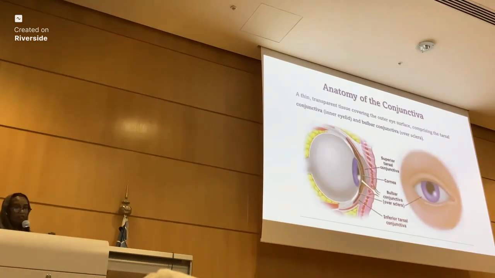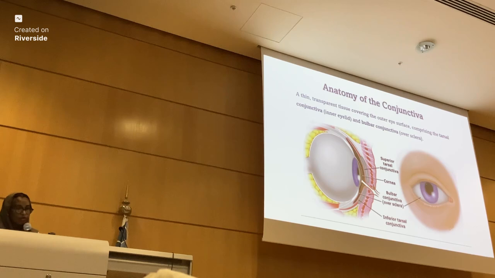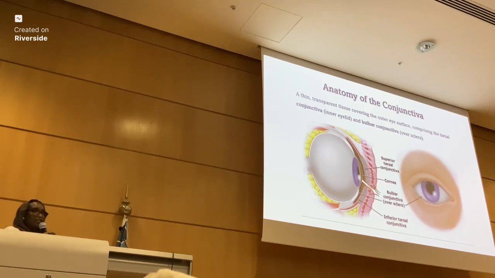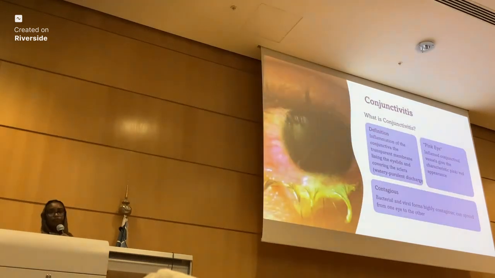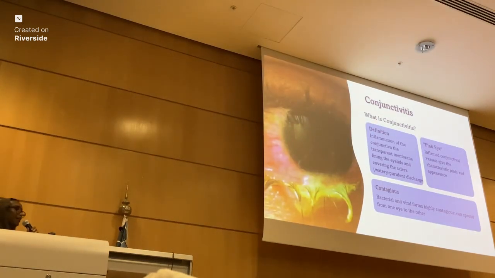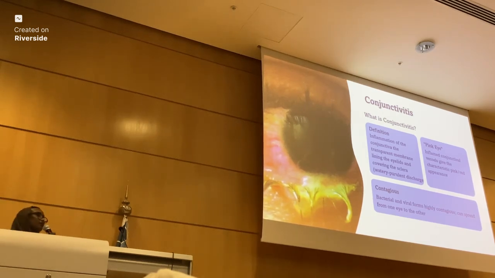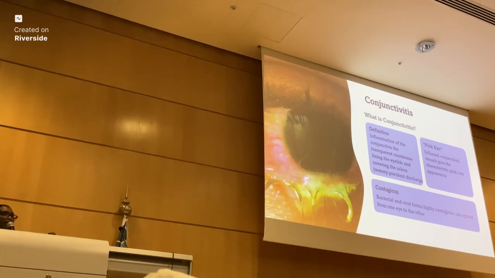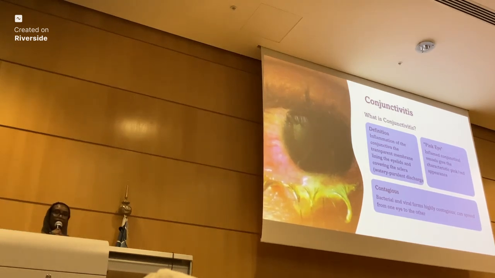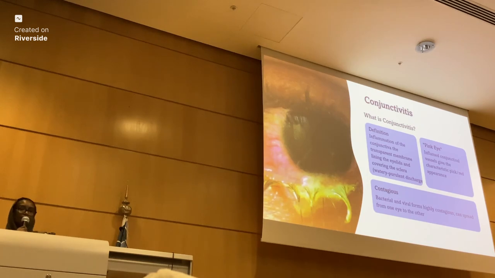All right. So I'm going to talk about certain conditions. We'll start with, and I'm very sure you're familiar with, the basic anatomy of the eye, where you have the cornea, your sclera, your conjunctiva, whether it's superior tarsal or inferior tarsal. So the first condition I would like to talk about is conjunctivitis. What is conjunctivitis? It's an inflammation of the conjunctiva, which is the very transparent membrane lining the eyelids and covering the sclera, which is a very delicate area.